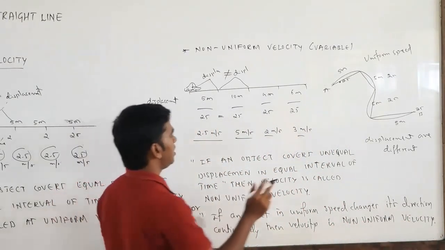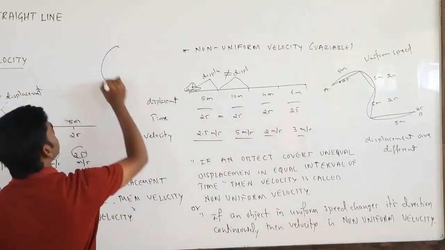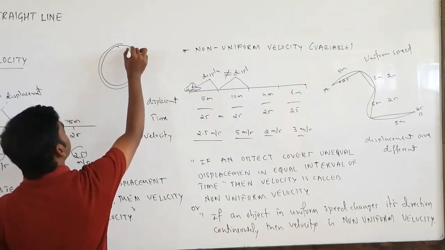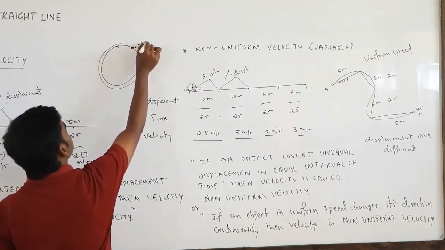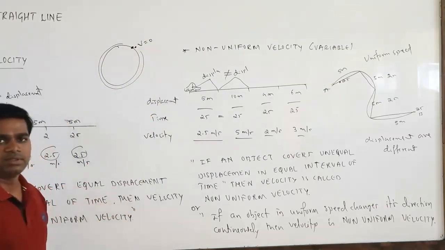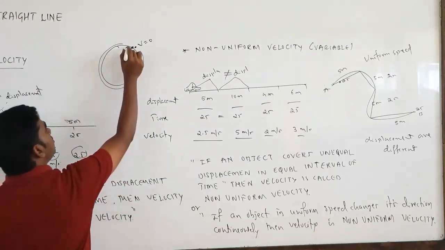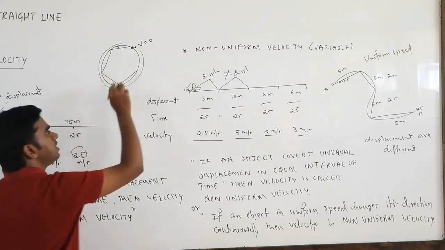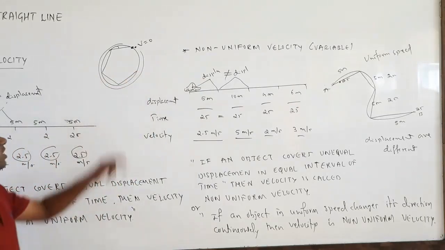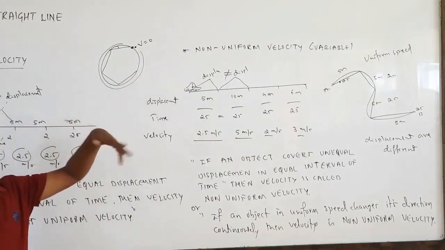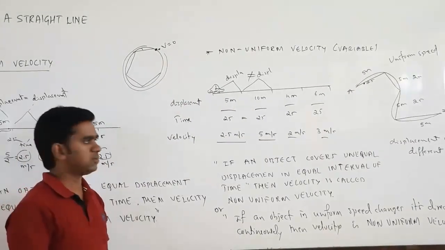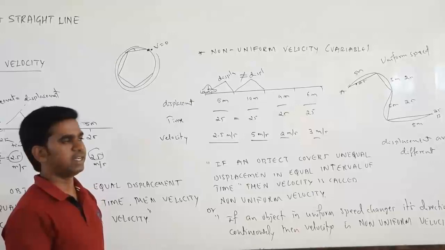Same will happen with your circular motion. When object starts from here, it may be same speed everywhere, but when it comes to the same point, displacement is going to be 0. So if you check the displacement, here displacement is different, here displacement is different, here displacement is different, here displacement is different. So you will get different velocities. But speed is going to be what? Speed may be uniform. Okay, that depends on the person who is driving the vehicle.